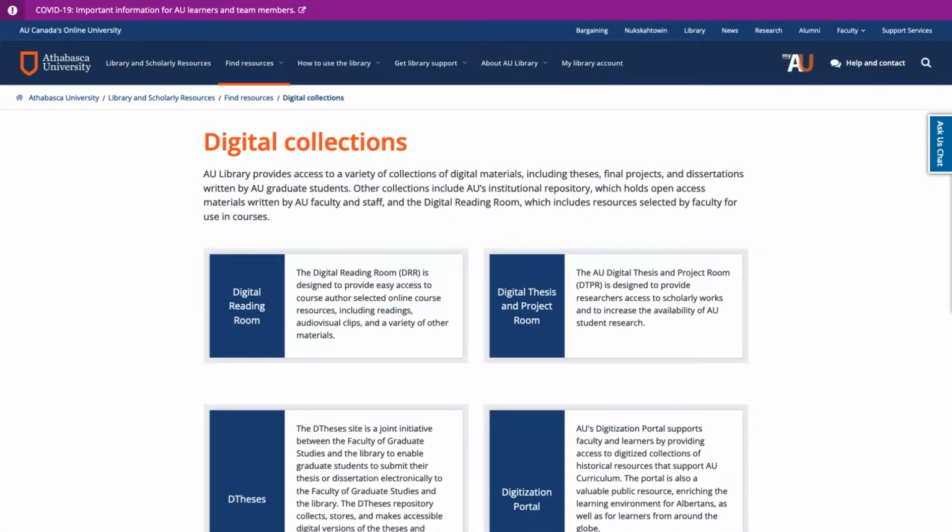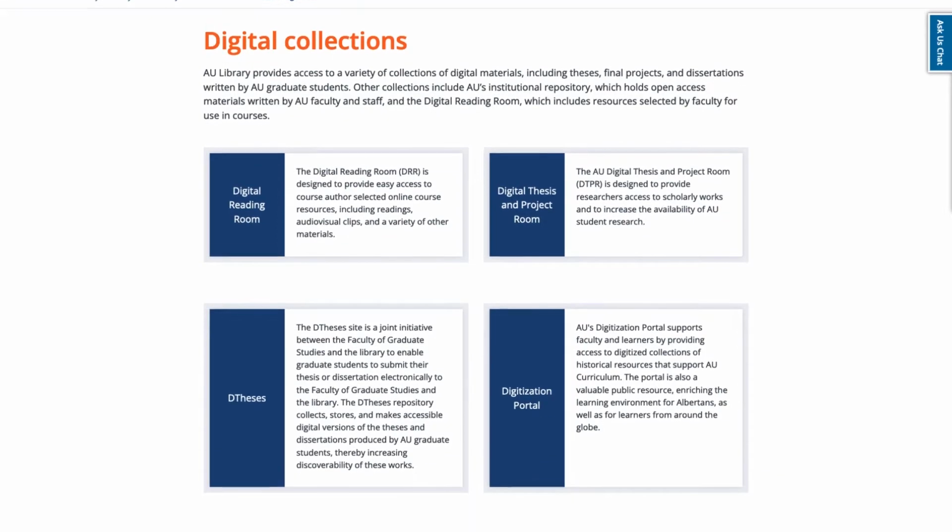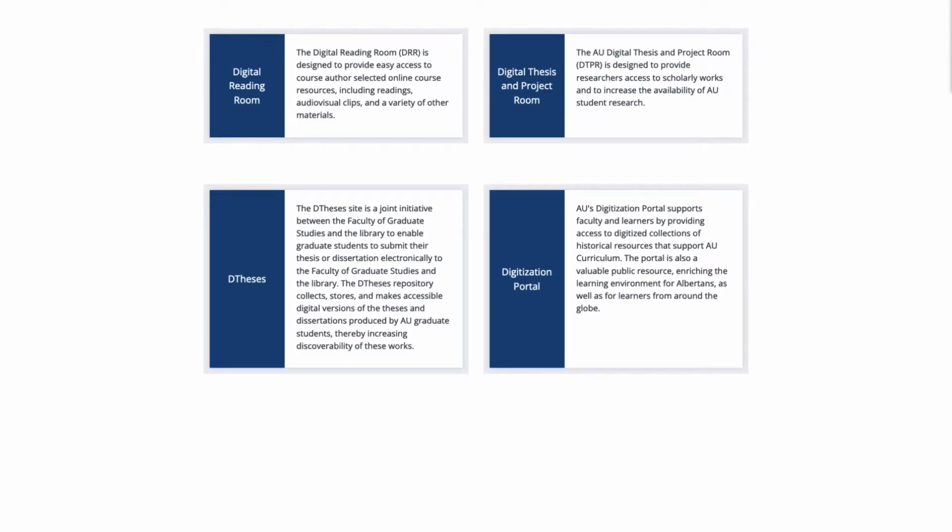Also located in the Find Resources section of the new library site, the Digital Collections page contains links to 4 other collections of resources. These collections include course readings, student research and theses, and historical resources that support AU curriculum.